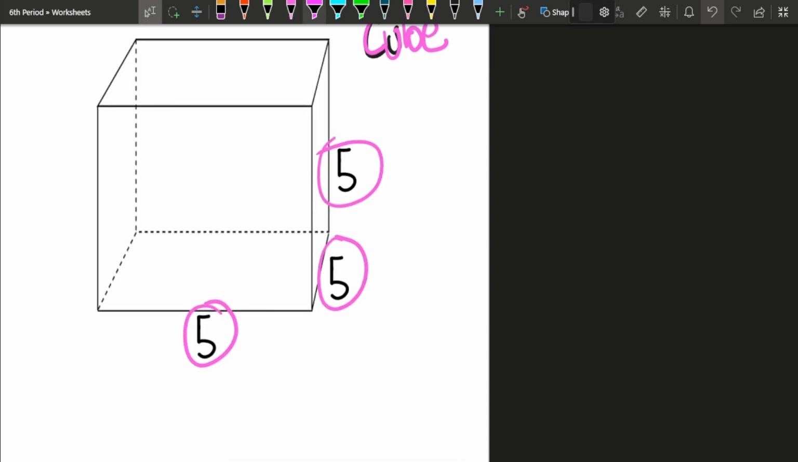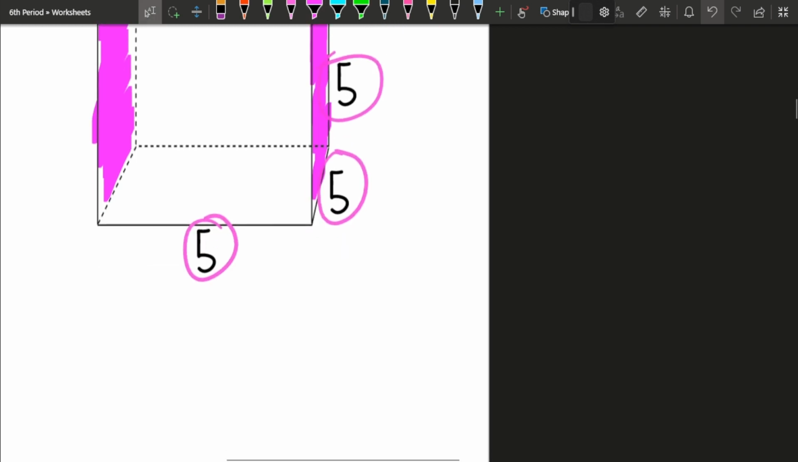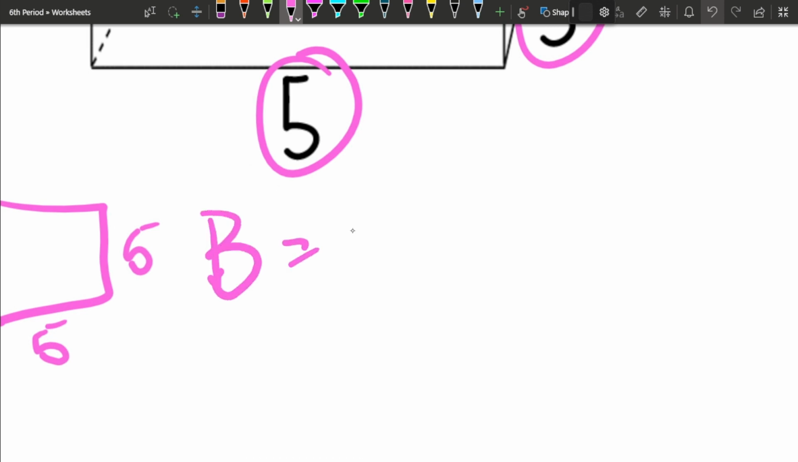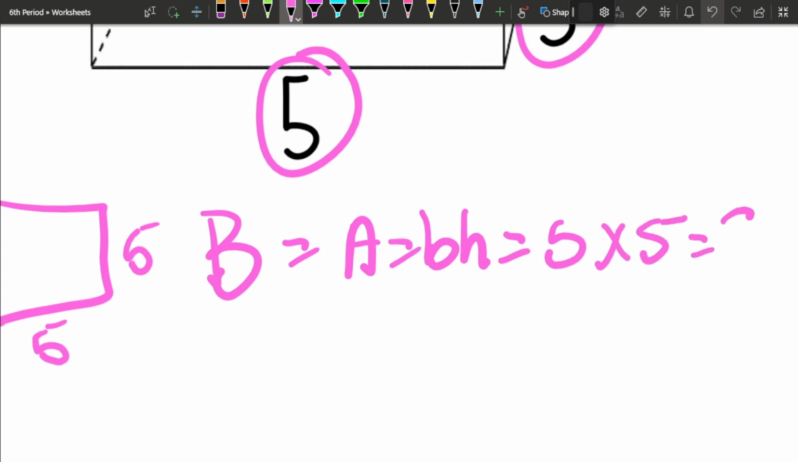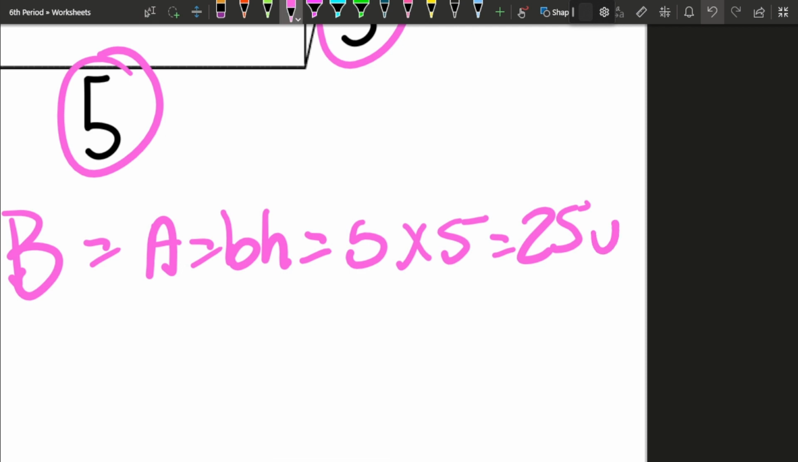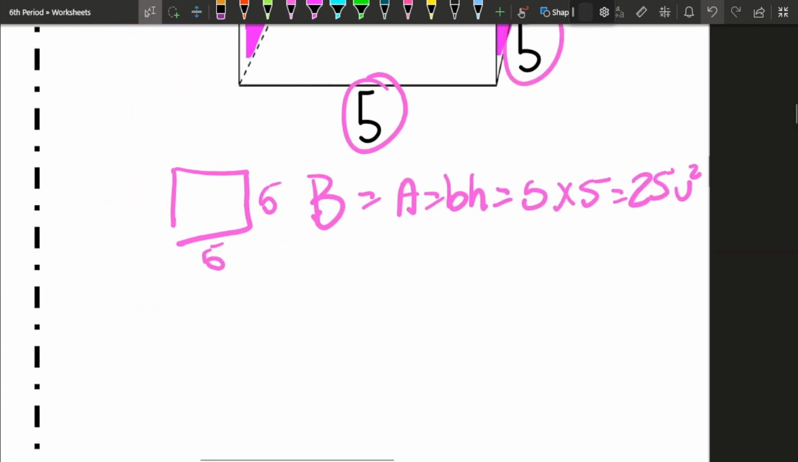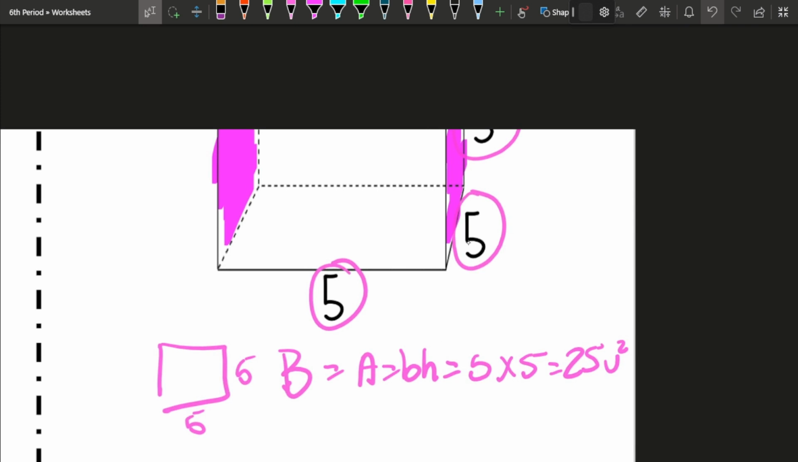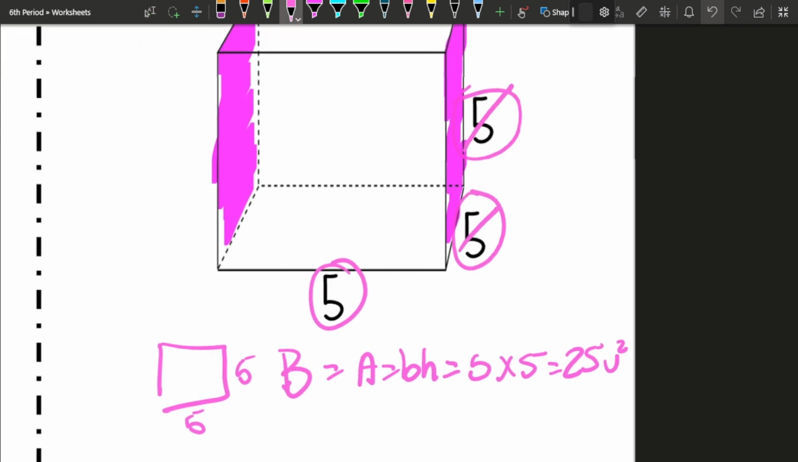So to find the volume again, first find the base. In this one, it really doesn't matter which one you pick because they're all the same. But remember, they have to be parallel. So I'm going to pick that. I'm going to draw this on the side and find the area for that. So this is 5, and this is 5. So uppercase B is just area, which is base times height, 5 times 5, which equals 25 units squared. Correct? All right, so when I come back over here, I'm going to cross out the 5 that I used and the other 5 that I used.